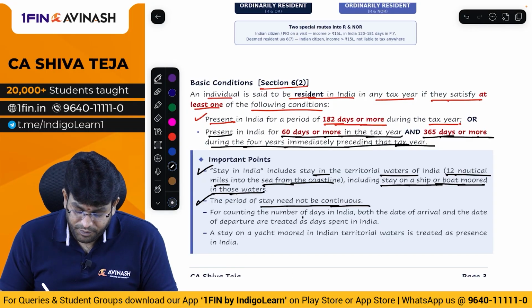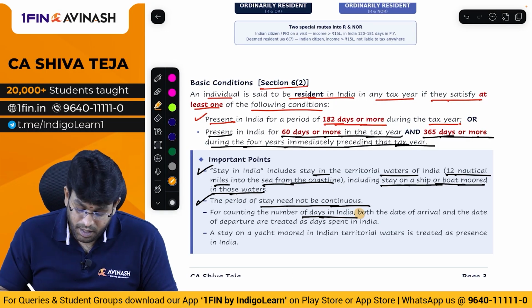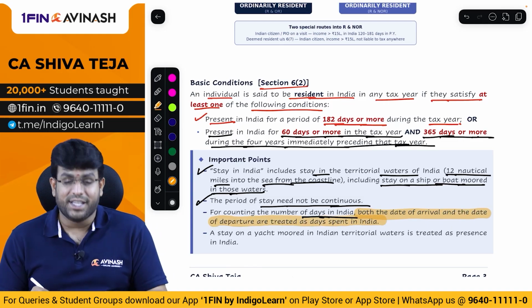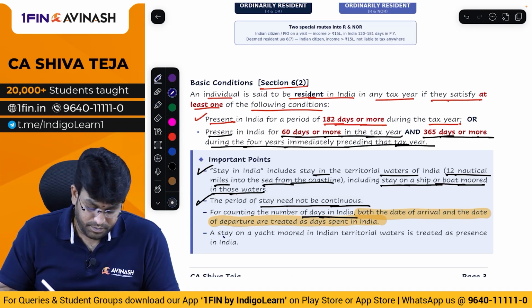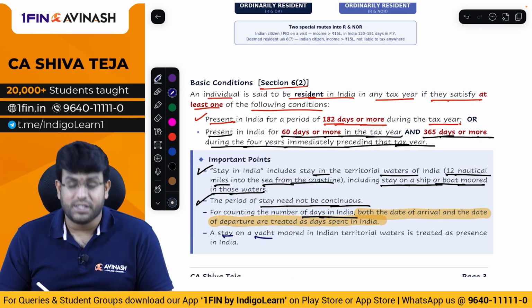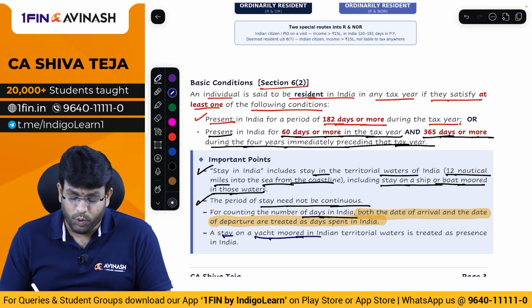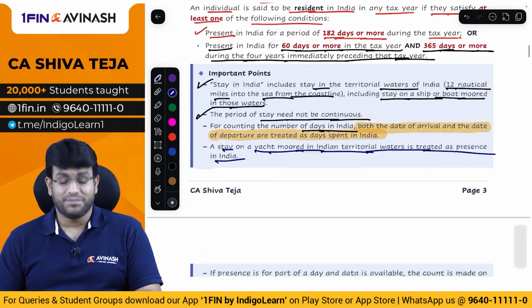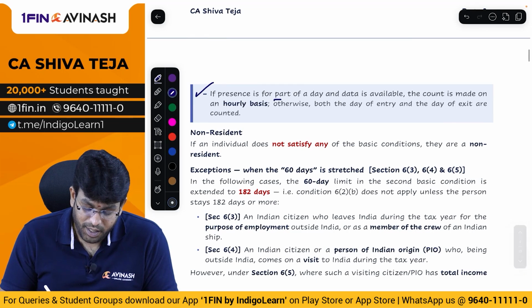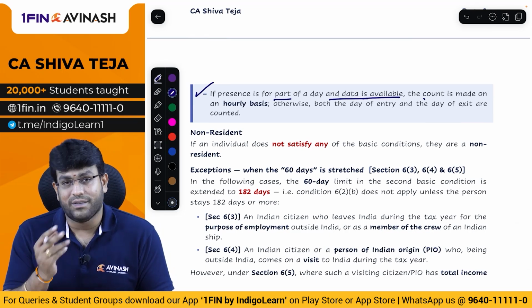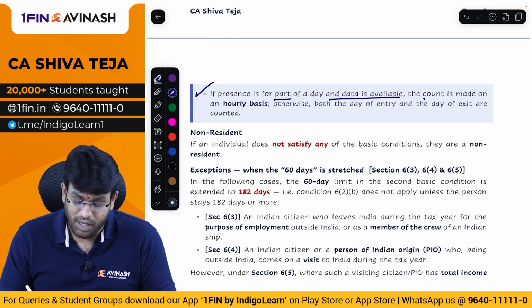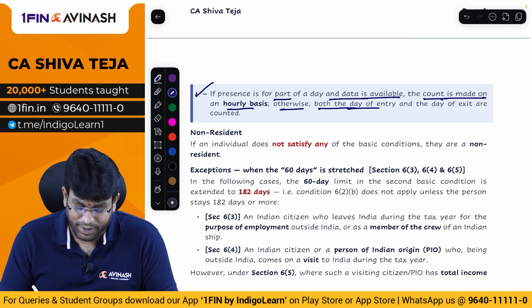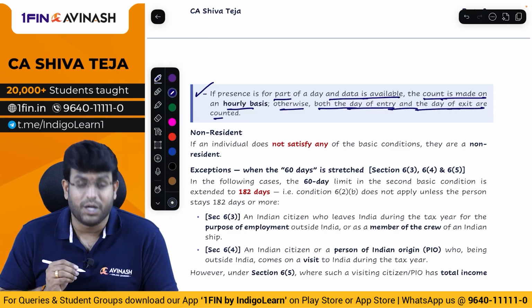And for counting the number of days in India, both the date of arrival and the date of departure are treated as days spent in India. A stay on a yacht, something like a houseboat, which is moored in territorial waters, is treated as presence in India because territorial waters is a part of India. If presence is for a part of the day and data is available, the count is made on an hourly basis. If it is not available, we will take the full day. Otherwise, both the day of entry and the day of exit are counted.